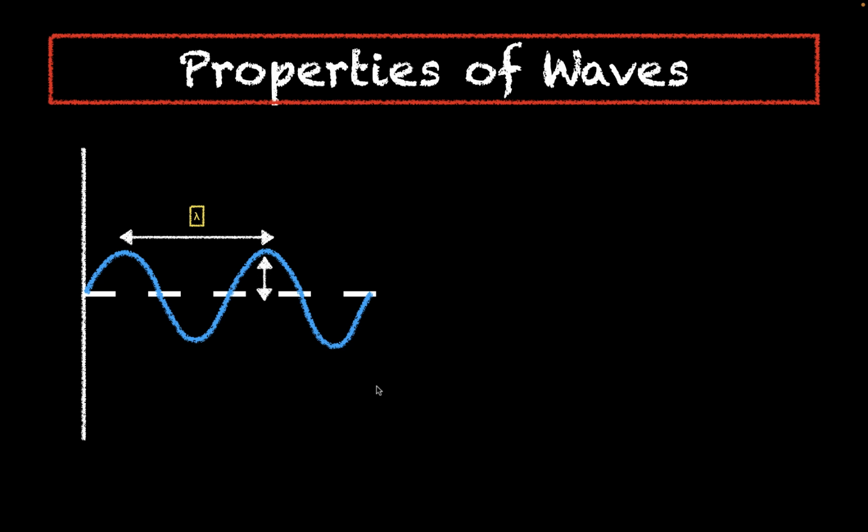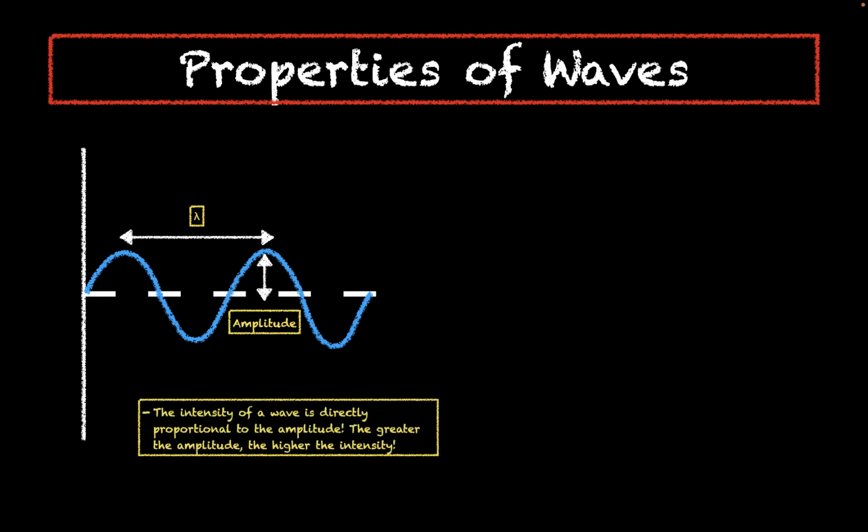The second important property is going to be the amplitude, or the height of the wave. Now, the amplitude is incredibly important because this is what's going to be proportional to the intensity of the wave. The greater the amplitude, the higher the intensity.